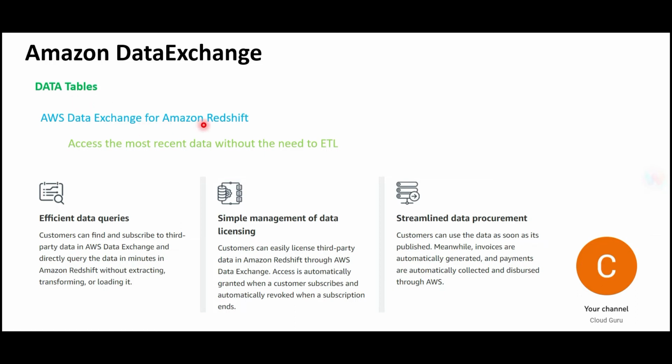They are putting everything in Amazon Redshift so that you as a client do not have to worry about writing an ETL program and loading the data into a Redshift database. There are certain databases which already have those data sets available. You can directly connect to Redshift and pull that data. What is the advantage? Efficient data queries. You can fire queries which are highly performant and directly query the data in minutes.